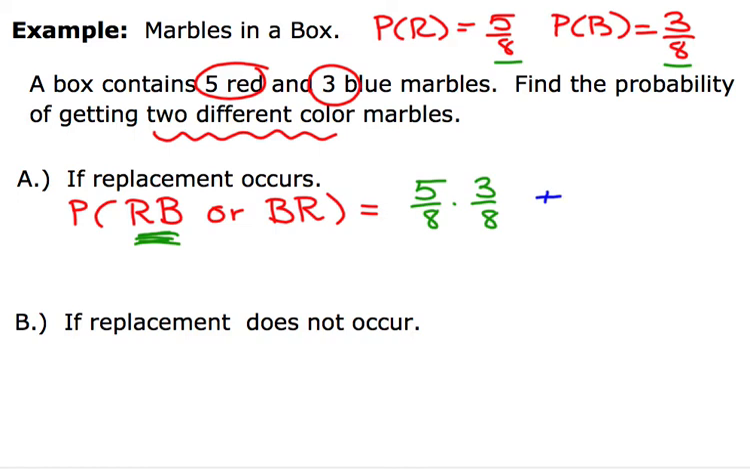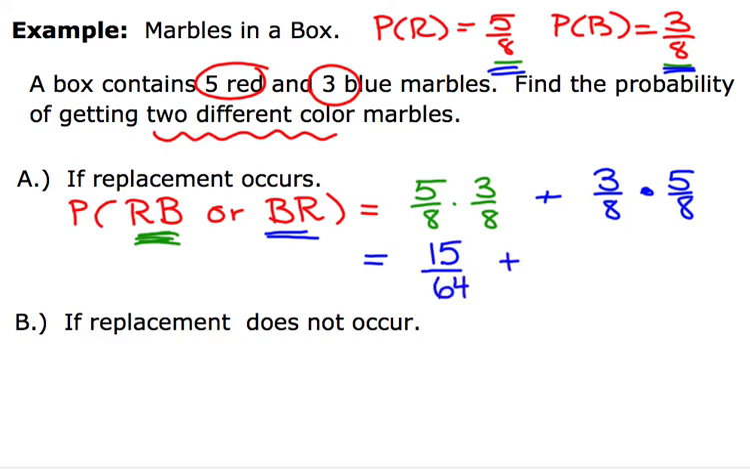plus blue then a red. Blue then a red. So 3/8 times 5/8. Let's see what we simplify this. So 5 times 3 is 15. 8 times 8 is 64. Plus 3 times 5 is 15. 8 times 8 is 64. We add those 2 fractions together. 30 out of 64, which reduces to 15/32.